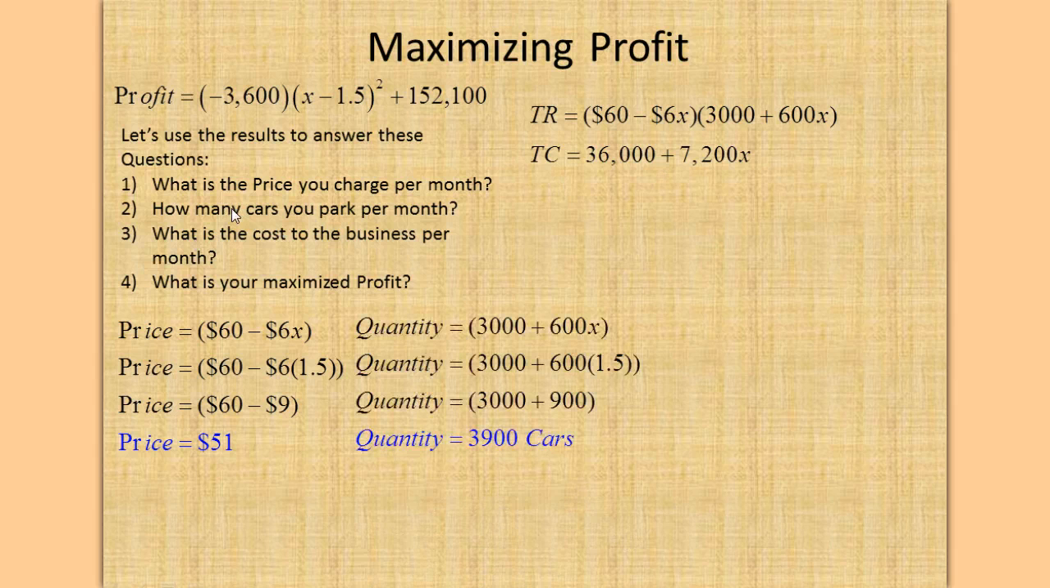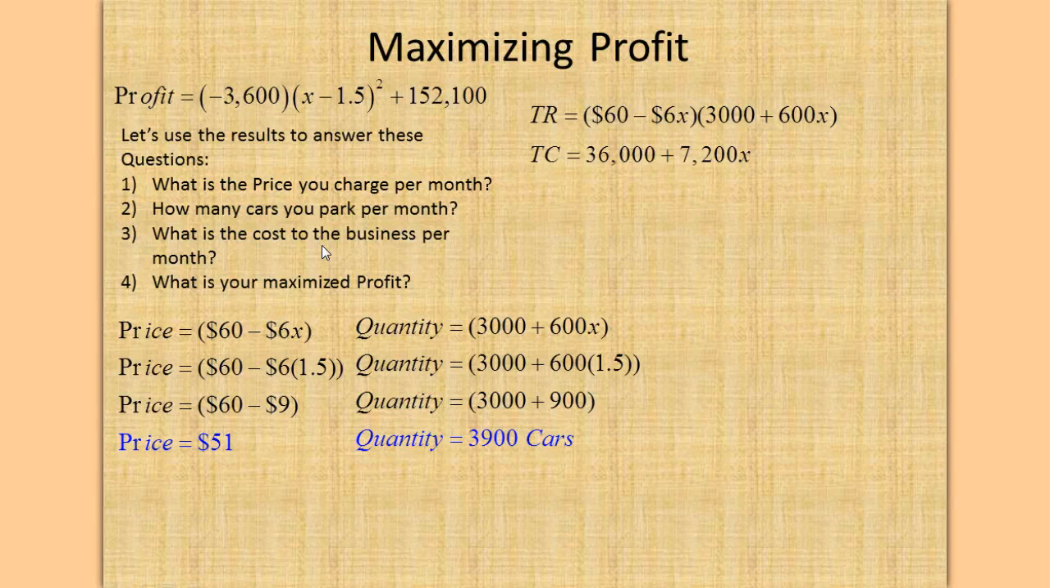Okay. How many cars do you park per month? That's quantity right there. So 3,000 plus 600 times x. x is 1.5, so 1.5 times 600 is 900, plus 3,000. Our total quantity of cars we park is 3,900 cars.